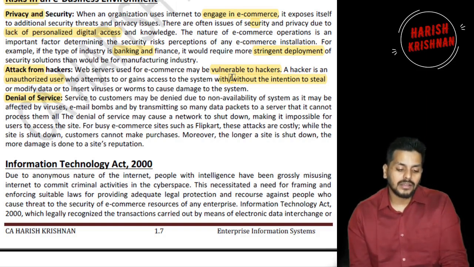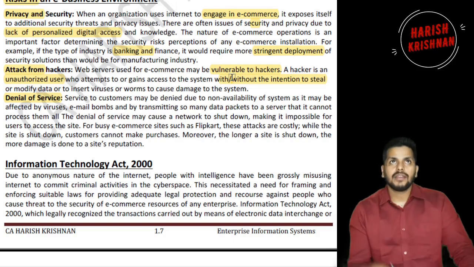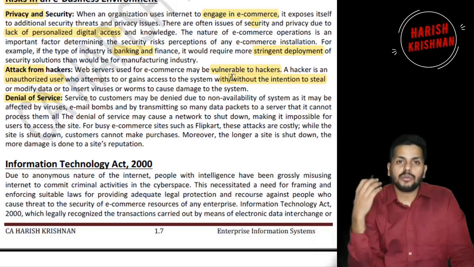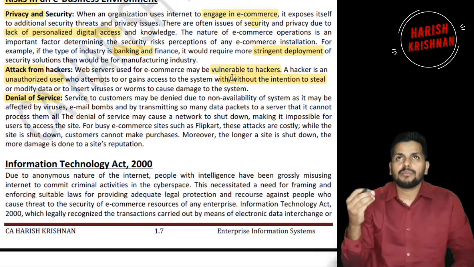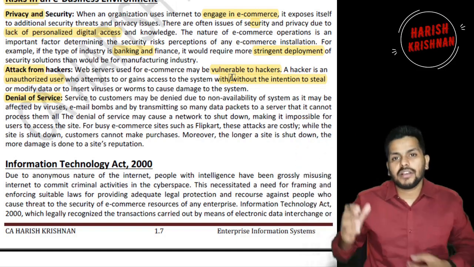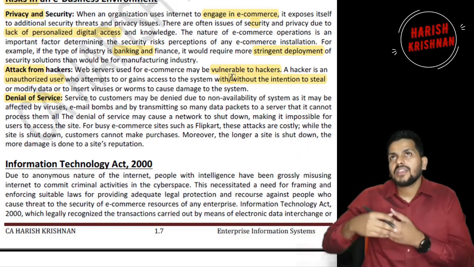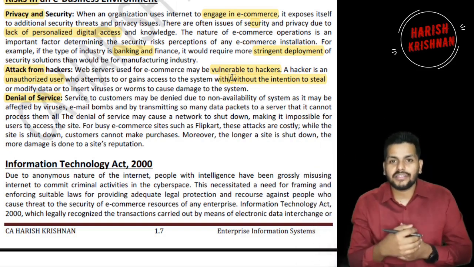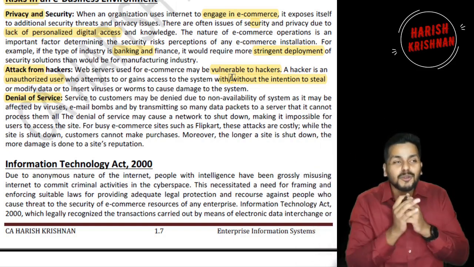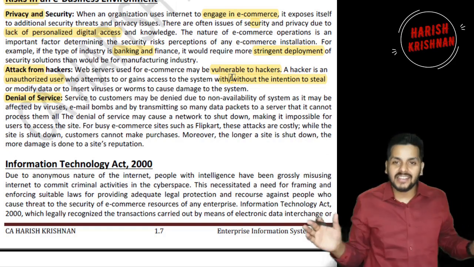And the third one is denial of service. You are requesting a server to serve you. Concentrate on this point, very simple. You are requesting a server to serve you something. Like on the day of results, you got onto a server asking it to show your results. And what is it showing? 404, page not found. It is denying a service.